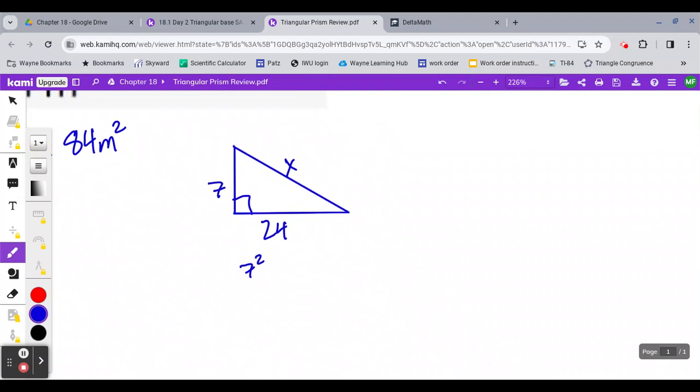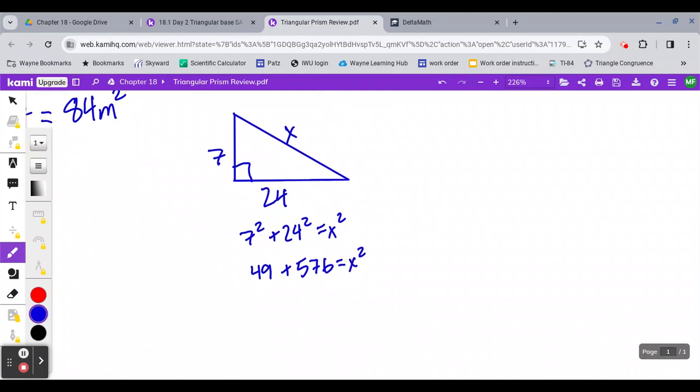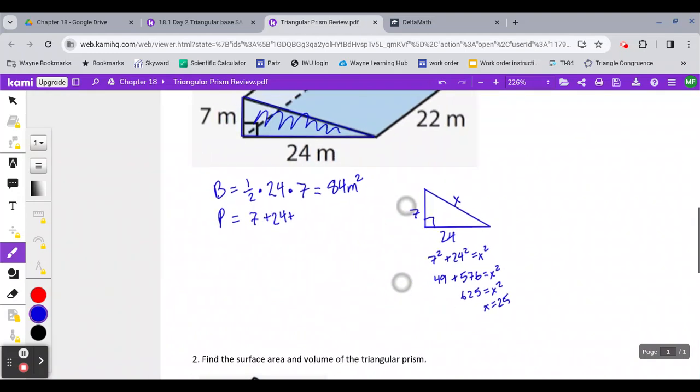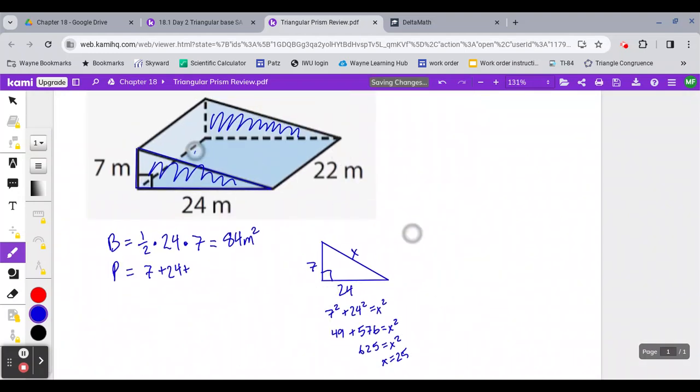So 7 squared plus 24 squared equals x squared. 7 squared is 49, 24 squared, if you don't know this, that's fine, use a calculator, but 576. That equals x squared. We add those two together, we get 625 equals x squared. We take our square root and we find that x will be 25. Okay? So that third side is 25 meters. Now, we are finding perimeter, so we said 7 plus 24 plus 25. All that together will add up to 56 meters.